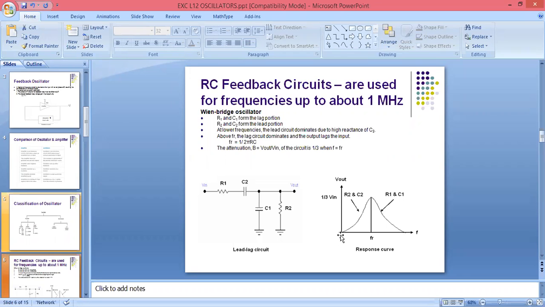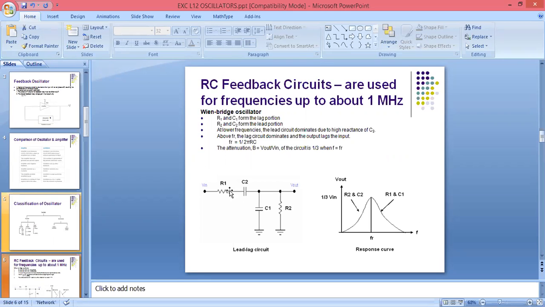Or when we are using capacitor first and then resistor, you can see here when we are using C2 and R2, in which the capacitor is first and then the resistor. Here is the input voltage, here is the output voltage. So we can say when we are using capacitor first and then resistor, the output voltage increases with respect to frequency. So that is called the lead network.